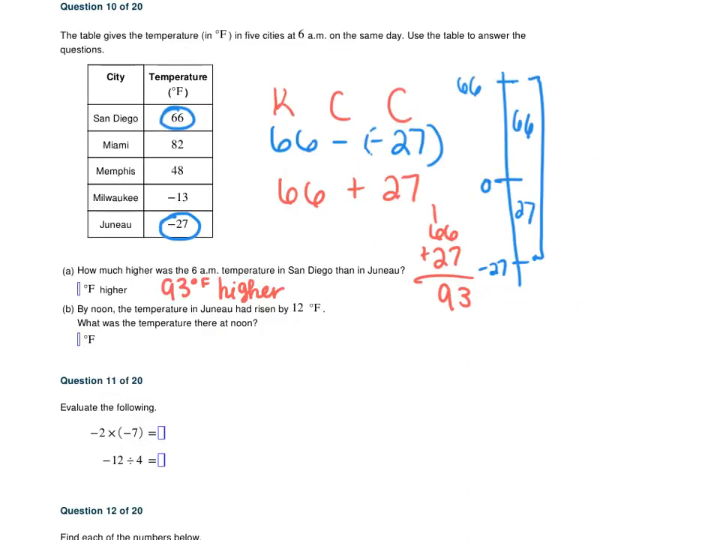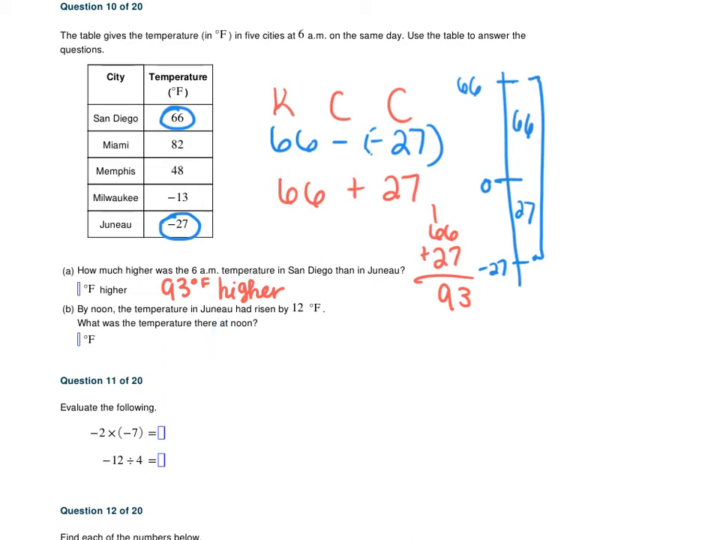So for part A, if you're struggling with understanding how to do subtraction, draw yourself a thermometer like I did over here on the right hand side. I have negative 27 for Juneau, I keep in mind 0, and then I have my 66 for San Diego. So I need to find how many degrees are in the middle from negative 27 to 66. Well, from negative 27 to 0, I know I have 27. And then from 0 to 66, I know I have another 66. And then I just combine those two segments together, 66 plus 27, to get the 93 degrees as the difference.